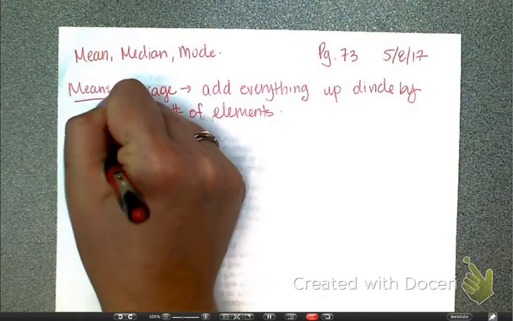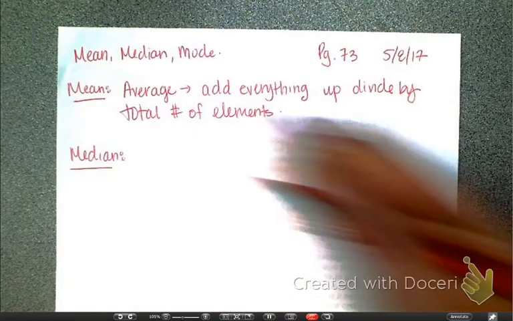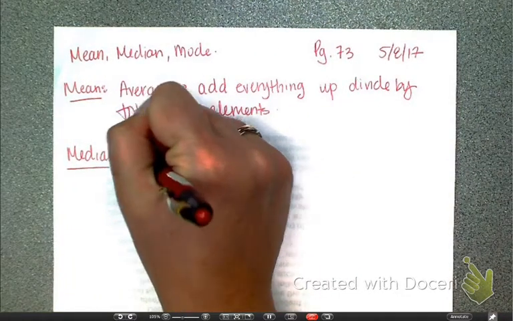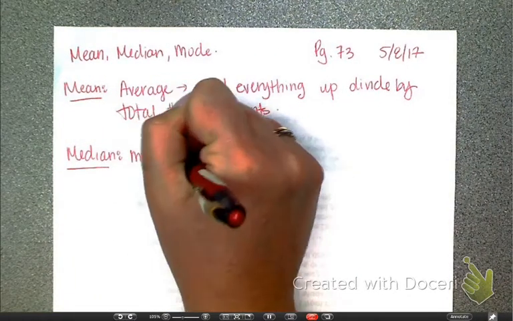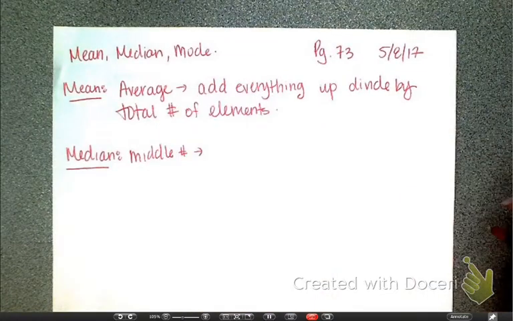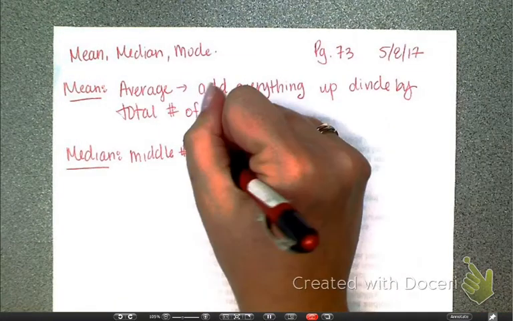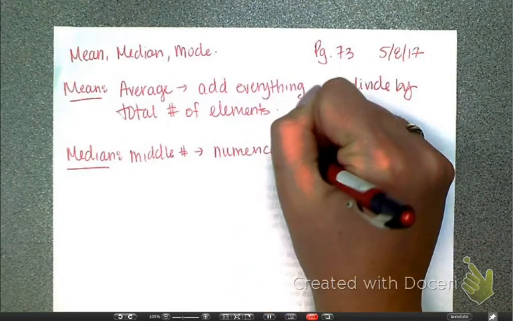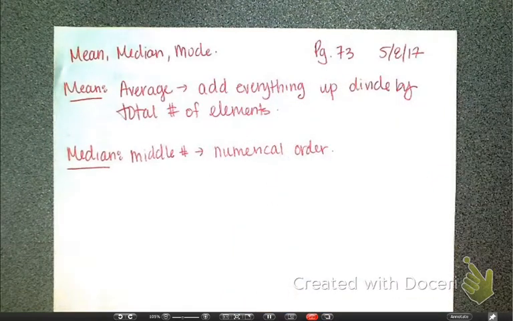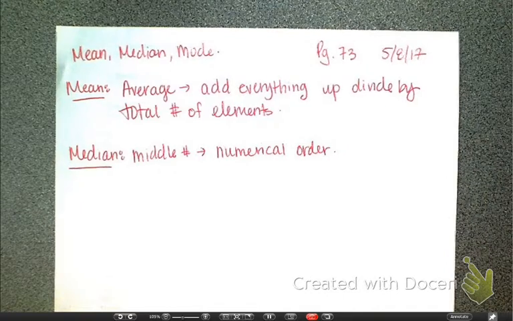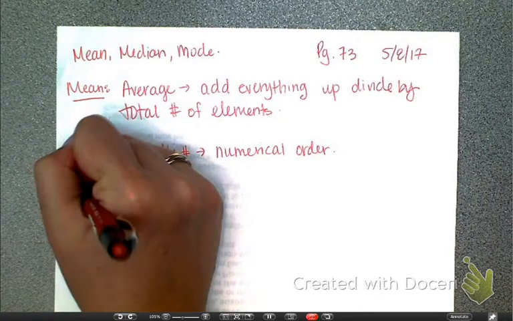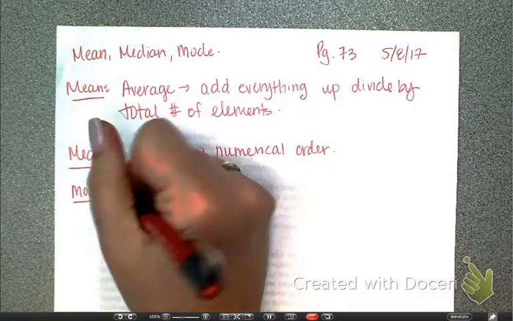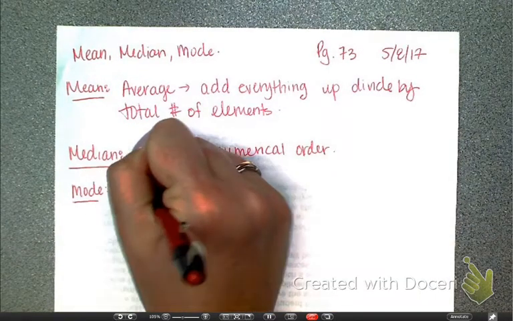Does someone know what the median is? Bailey? It's the middle number, but there's something important with this that we need. It has to be in numerical order. Okay, if it's not in order, you don't actually know that middle number. What's the mode? Alyssa? Okay, so the number that appears the most often.